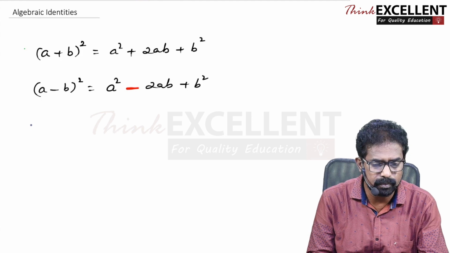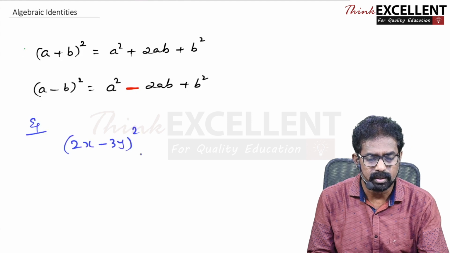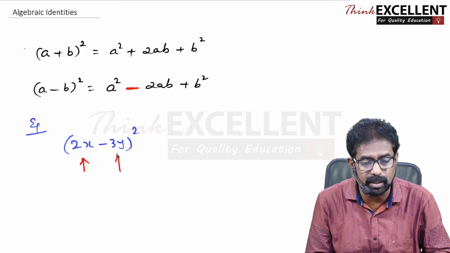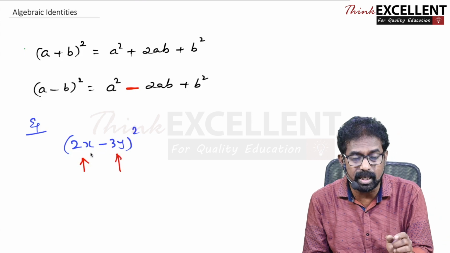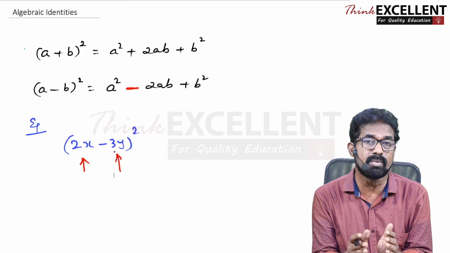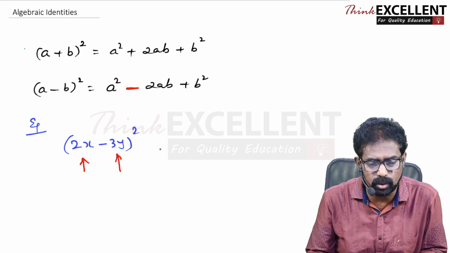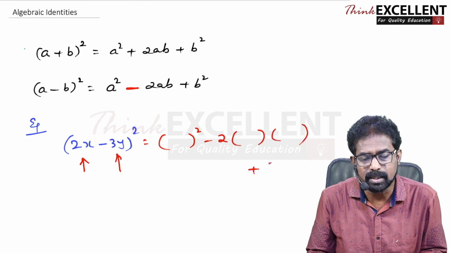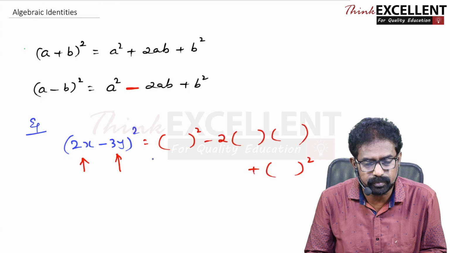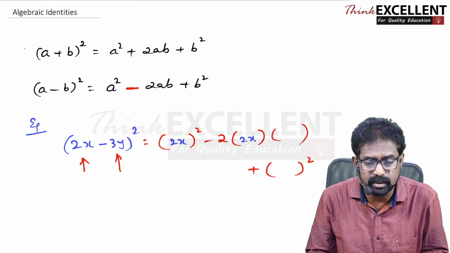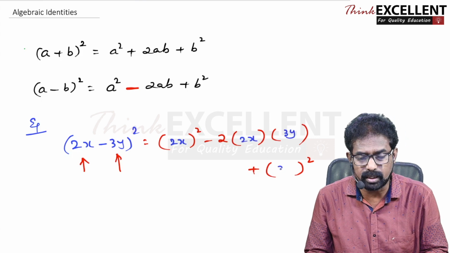See a small example. Suppose it is 2x minus 3y the whole square. This is of the type a minus b the whole square, right? So this is our a and this is our b. In between, minus is there. So a is 2x and b is 3y. Don't take minus 3y. We take 3y because we are going to use the formula a minus b the whole square. So the formula says a square minus 2ab plus b square. If you write like this, you won't make a mistake. First one is a square, so it is 2x, minus 2ab, that is 2x, 3y. Last one b square, that is 3y square.